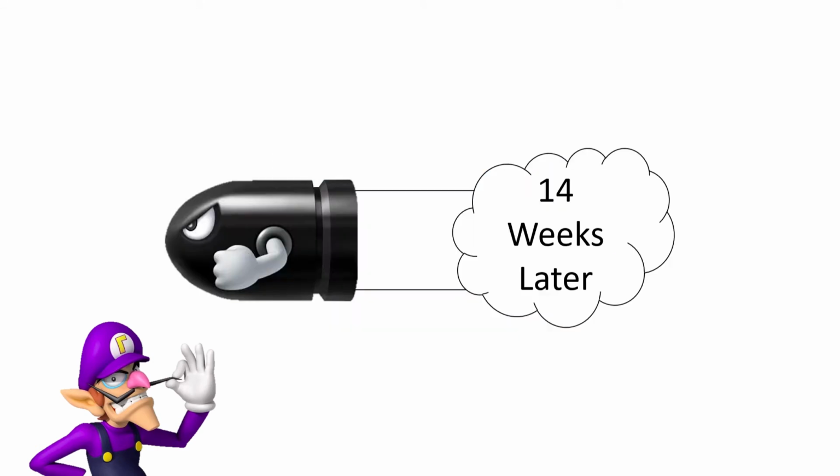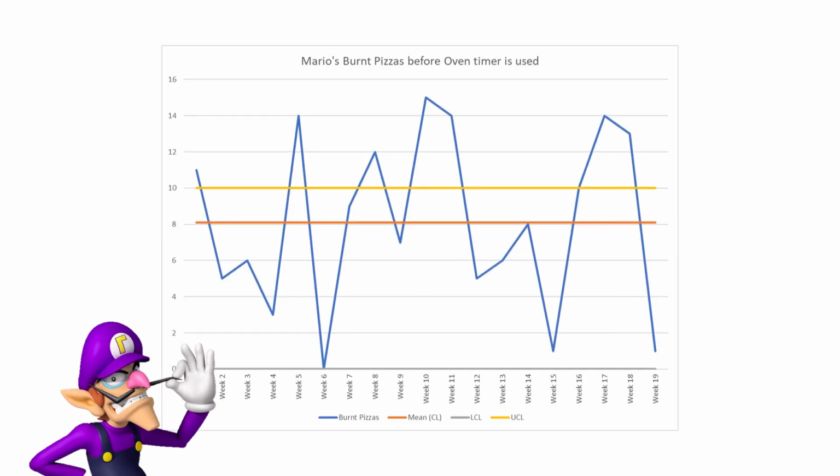Allowing the company to run for 14 weeks has given us enough data to compare the statistical analysis of the variation in number of burnt pizzas per week. The statistical control graph indicates the number of pizzas burnt throughout the 19-week period. Here, it shows that the mean value is 8 burnt pizzas.